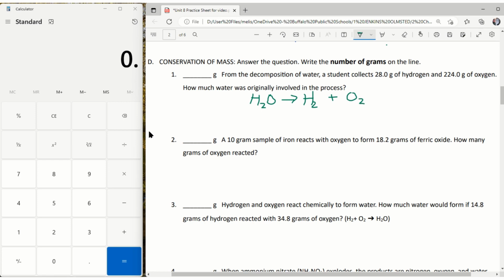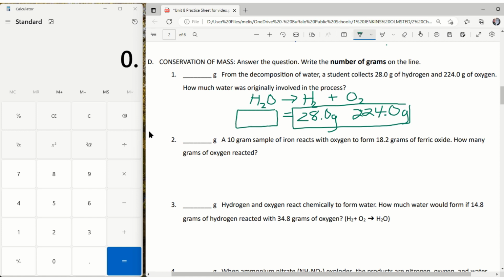A student collects 28.0 grams of hydrogen and 224 grams of oxygen. How much water was originally involved in the process? Well, what the conservation of mass says is that the mass of the products must equal the mass of the reactants.